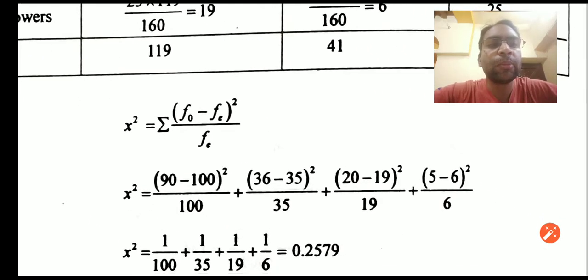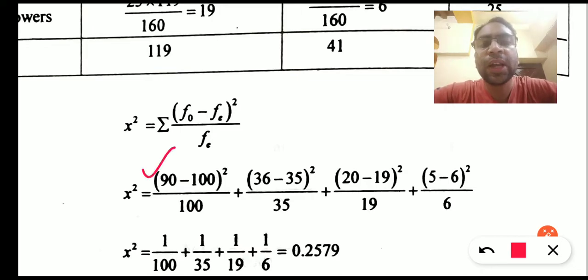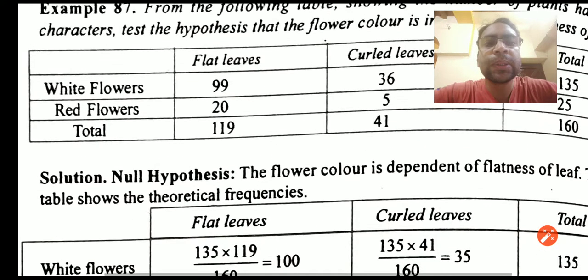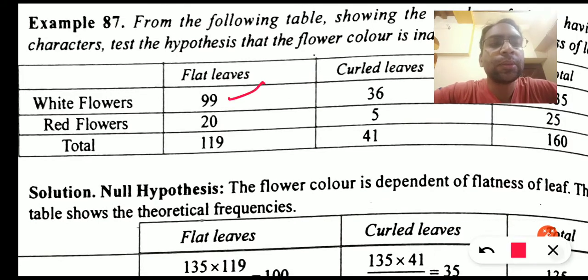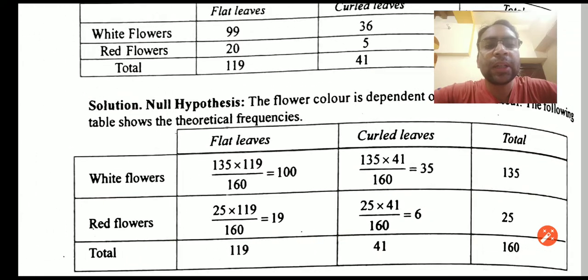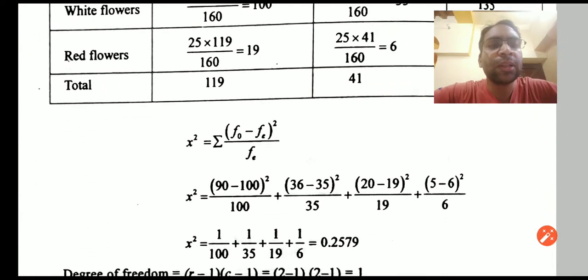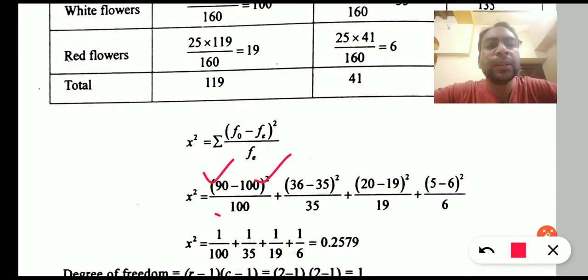So in the formula, this is the observed, so this has to be 99. Please make a correction, this should be 99 here instead of 90, as we can see that this is given in the first cell, 99. So we will take this as 99. So this is the observed, and these are the expected frequencies.